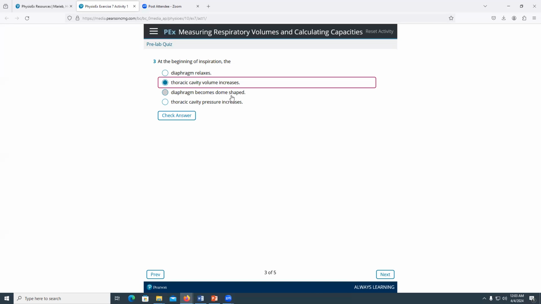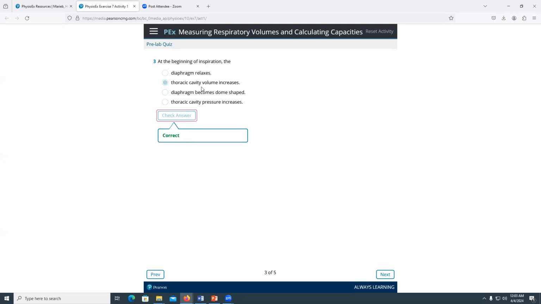If it becomes dome-shaped, that means it's moving upward like a dome, compressing my lungs, making the volume of the lungs smaller, and that means the pressure is going to be higher, and then air is not going to flow in. That means I'm expiring. I'm not inspiring anymore. That's wrong. The thoracic cavity pressure would increase. So the thoracic cavity pressure would increase if I want to. That is not true. So it must be a thoracic cavity volume increases.